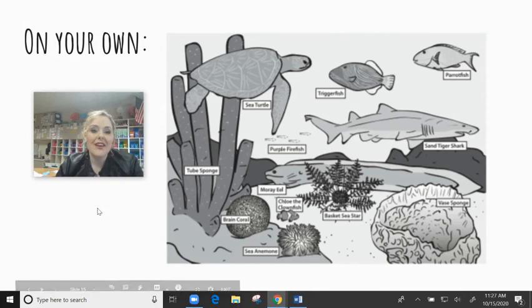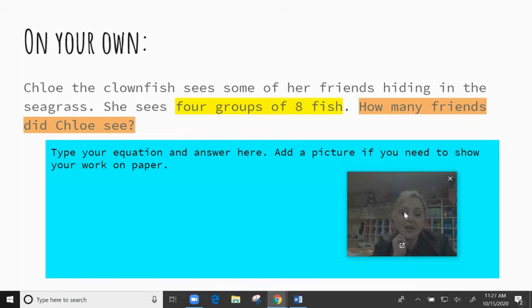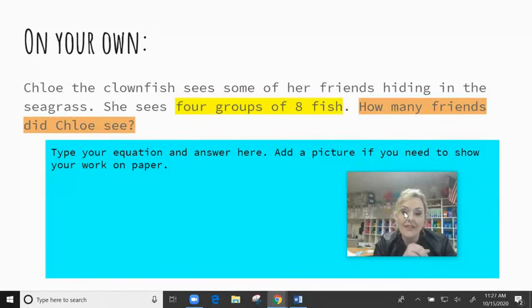Hi, boys and girls. For this section of our work today, you are going to be working on solving a problem about Chloe the clownfish. So I'll read it to you carefully. I want you to think about it, and then I want you to solve it and put your work in the slide that follows in the assignment.